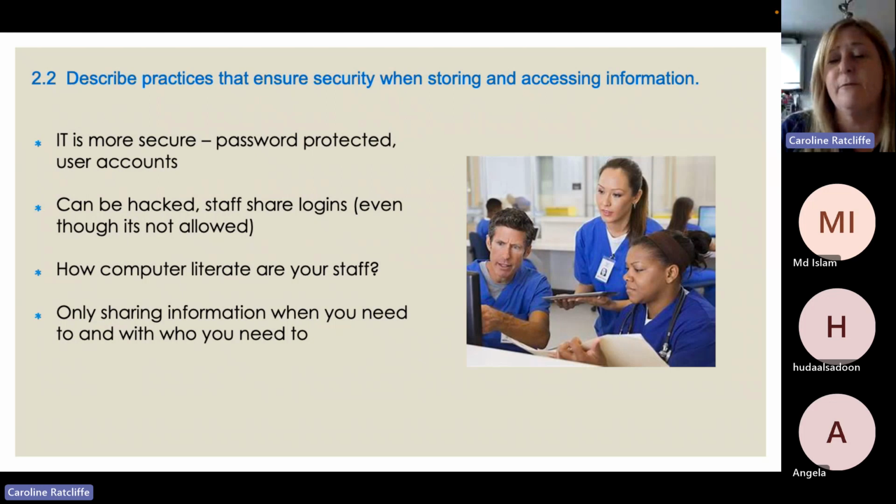Last one then, only sharing information when you need to and with who. Yeah, we've gone through that. I know when we've looked at it previously, when we talked about safeguarding in particular, I am old enough in my working career that we didn't used to have a national computer system for the NHS. That's only really happened in the last 3-4 years, maybe.